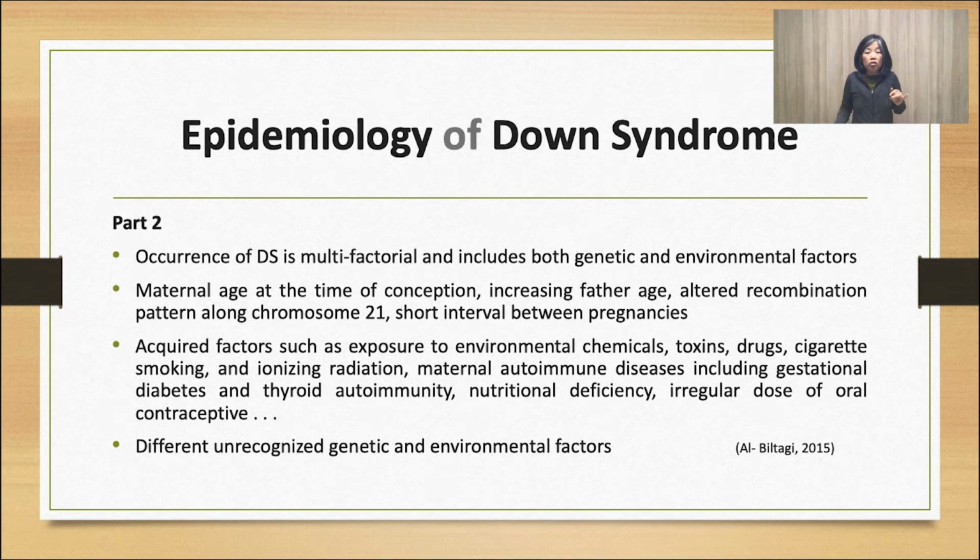The maternal age at the time of conception, increasing father age, and short intervals between pregnancies can all cause Down syndrome. Then there are acquired factors such as exposure to environmental chemicals, toxins, drugs, cigarette smoking, ionizing radiation, maternal autoimmune diseases such as gestational diabetes, thyroid autoimmunity, nutritional deficiency, even the irregular dose of oral contraceptives.